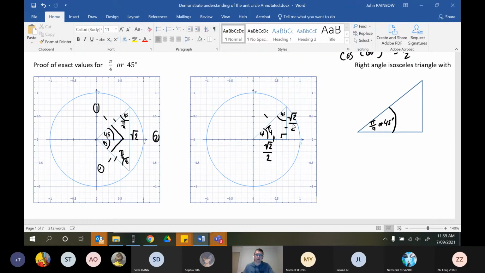Sorry, it's not an equilateral triangle, it's an isosceles triangle. That's root 2 on 2. That means this has to be root 2 on 2 as well. And that is really pulling out the information there.